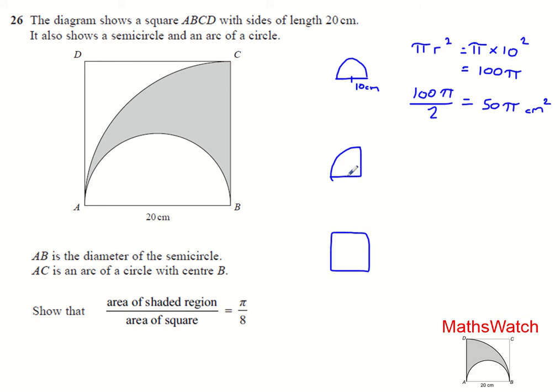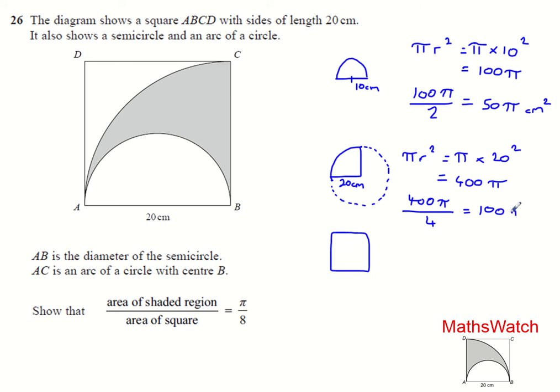Now for the quarter circle. Once again, a full circle would have an area of pi r squared. Now the radius of the full circle, let me just draw this in so you can see it clearly, would be this distance here, which we already know from this question is the full 20 centimeters. So in this case, the full circle would be pi times 20 squared, and 20 squared, which is 20 times 20, is 400 pi. But we don't want the full circle, we want a quarter of it, which means this time we're going to do 400 pi divided by 4, which means the area is going to be 100 pi centimeters squared.